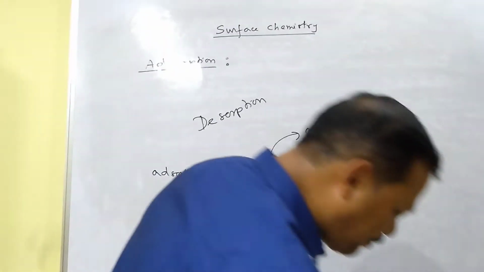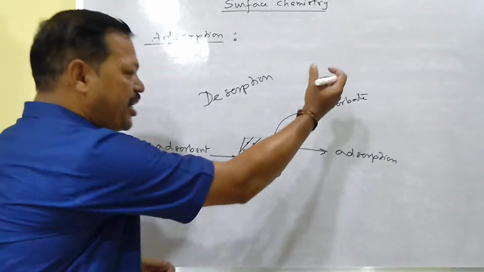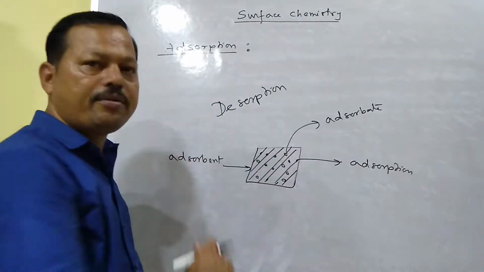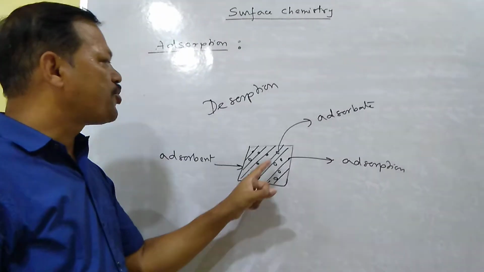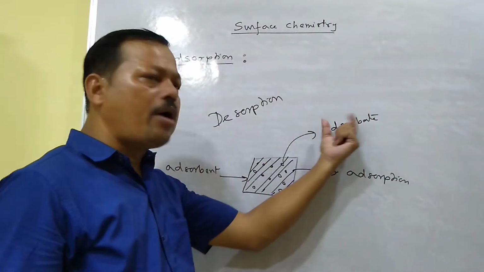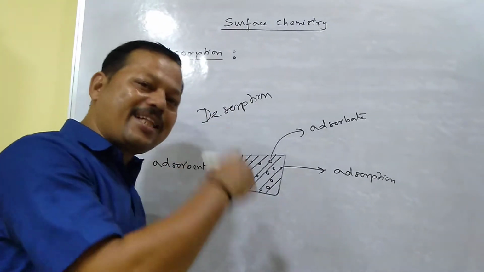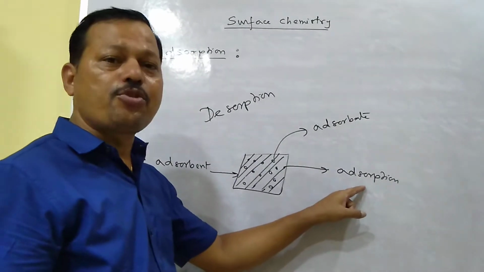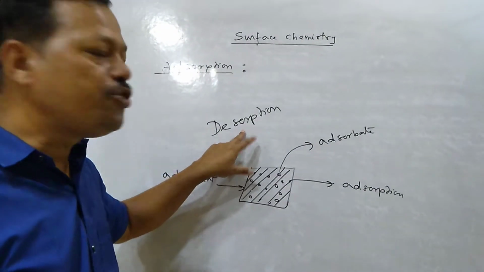So what is adsorption? It is the phenomenon of attracting or retaining molecules at the surface of a solid or a liquid, resulting in a higher concentration of molecules at the surface. The molecules coming from outside are called the adsorbate, and that on which they get adsorbed is the adsorbent. The reverse process, removing them again after adsorption, is called desorption.